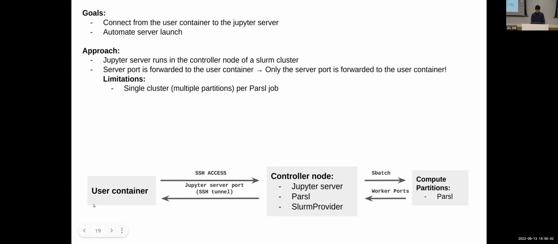And the approach is basically that the Jupyter server runs in the controller node of the Slurm cluster, and the server port, and only the server port, of Jupyter is tunneled into the user container, which has the limitation that you can only use one cluster per Parsl job, but you can use multiple partitions.